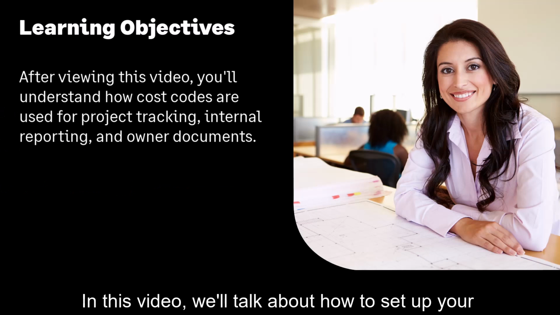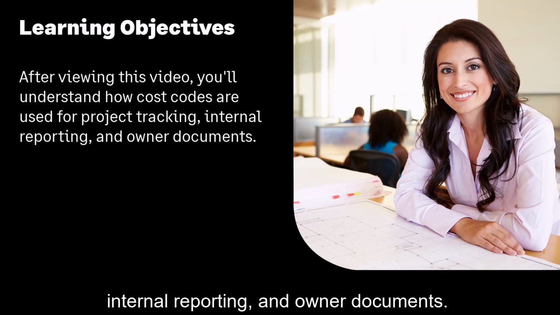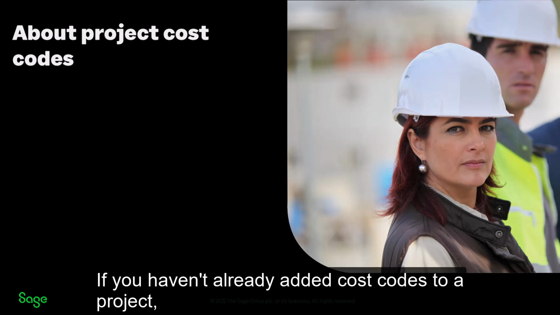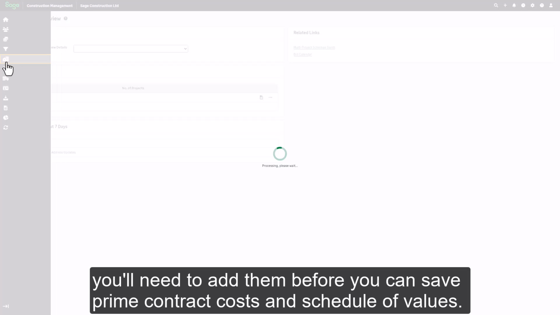In this video, we'll talk about how to set up your cost code lists so they work best for project tracking, internal reporting, and owner documents. If you haven't already added cost codes to a project, you'll need to add them before you can save prime contract costs and schedule of values.